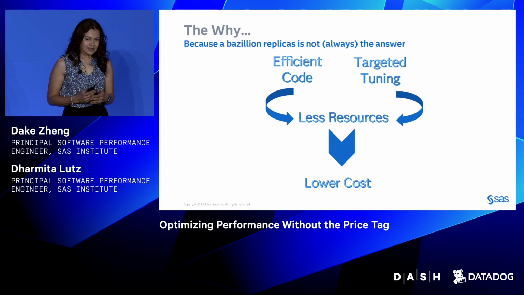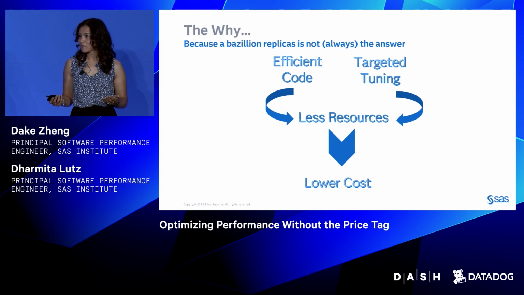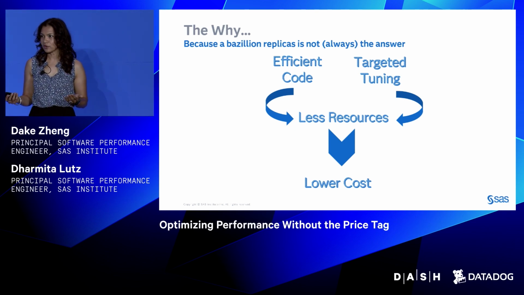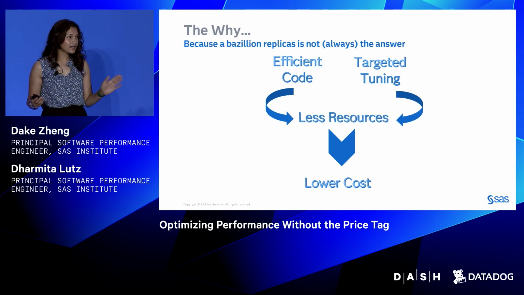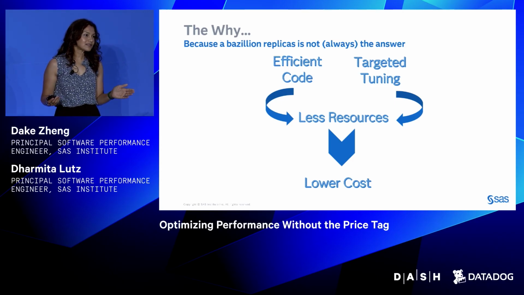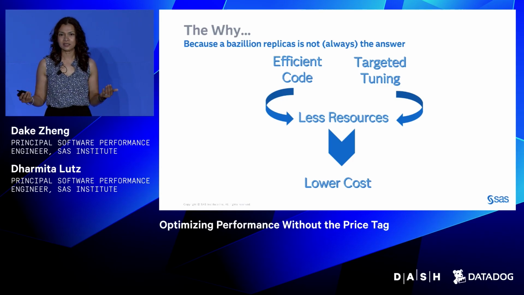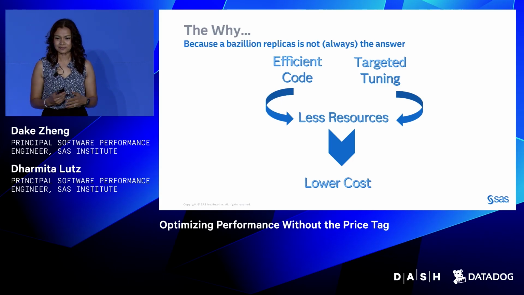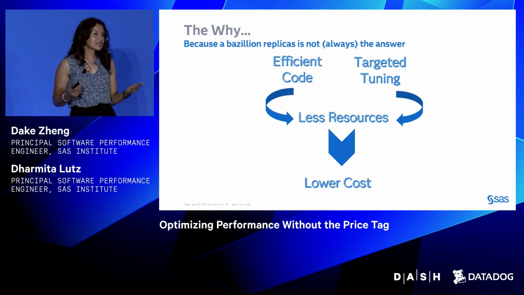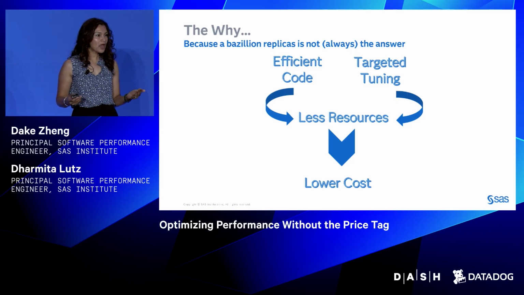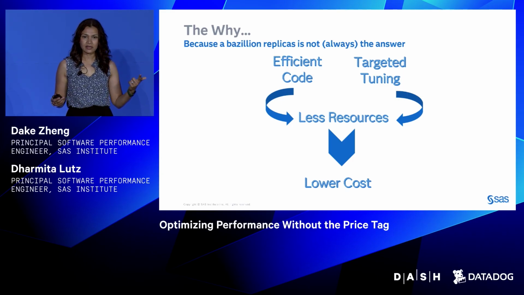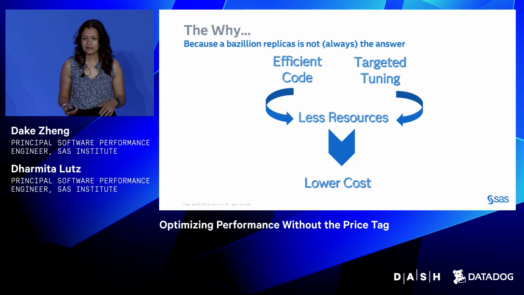Why do we need to do this? Well, we have a lot of microservices, and we have a large footprint. And we want to delight our customers, but not be responsive by scaling a bazillion replicas of our services. So in each of the examples that follow, we'll show how efficient code and targeted tuning can lead to reduced resource utilization, which directly impacts cost.